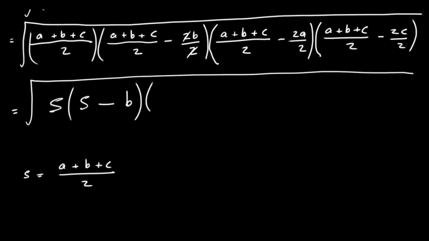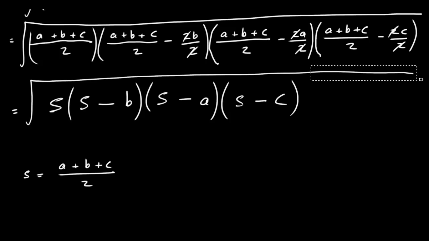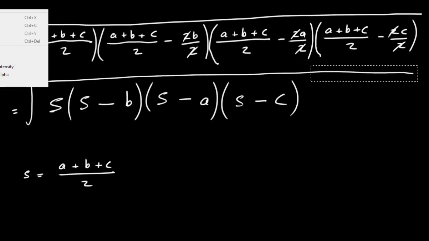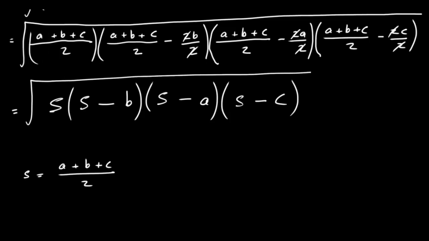Next one here, I've got this here. This again is just s. And then again, I've got this 2 cancelling with this 2 here, and I'm left with a. And then finally, I have another s here. So that's s minus. This 2 will cancel with this 2 here, and I'm left with c here. So that's really it. That's Heron's formula derived. A little bit of tricky manipulation there, but nothing too difficult.